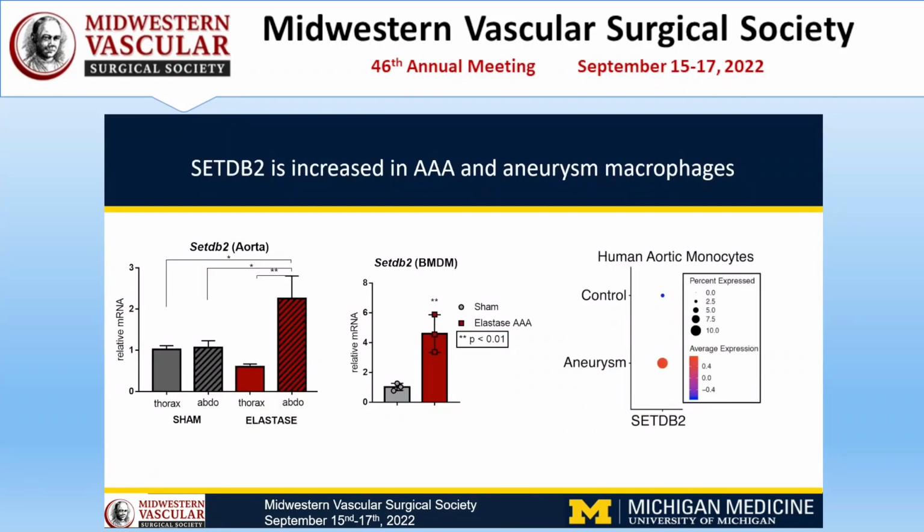Previous work from our lab has shown that SETDB2 was significantly upregulated in whole aortic tissue in a murine model with elastase in abdominal aortic aneurysms, as well as in bone marrow-derived macrophages. And recent data from our lab also showed in our single-cell RNA-seq database that specifically in the monocyte macrophage population, SETDB2 is significantly upregulated compared to controls.